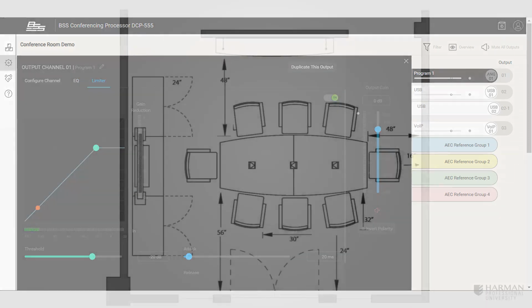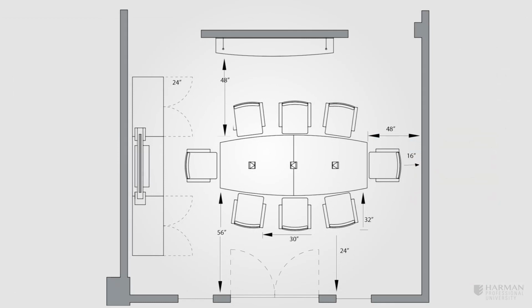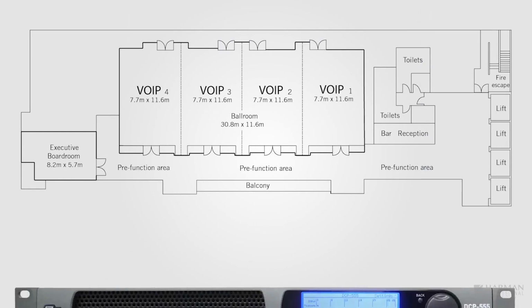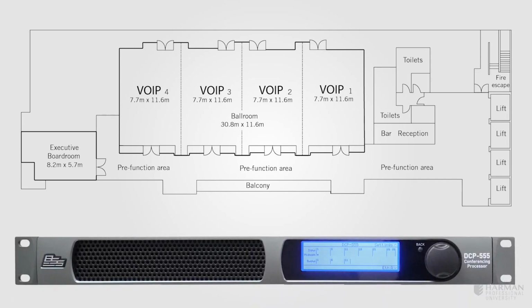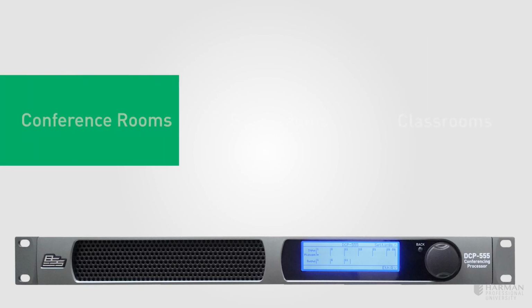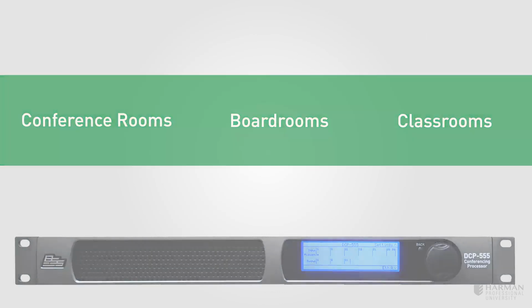Whether needing to configure a simple one-room solution with web conferencing, or something a bit more complex that includes sound reinforcement for 4 conference rooms, each with their own dedicated VoIP line, the BSS DCP-555 is an excellent solution for a variety of meeting spaces, such as conference rooms, boardrooms, and classrooms.